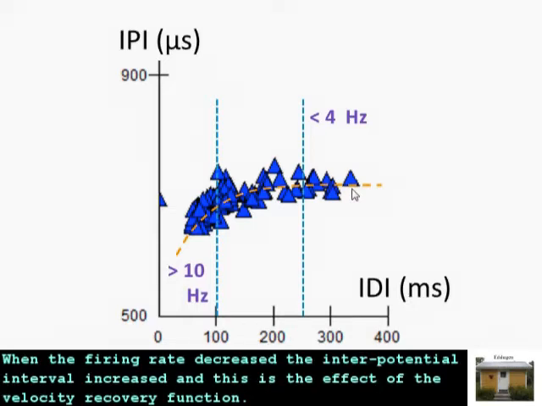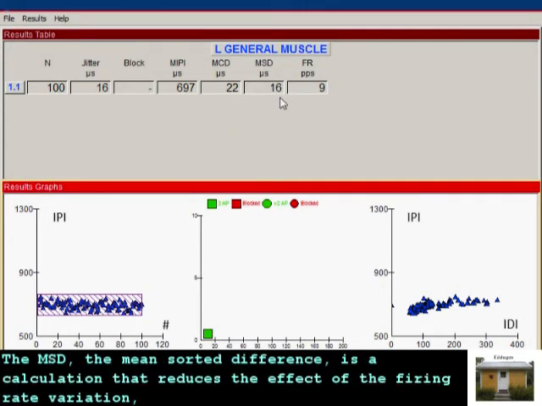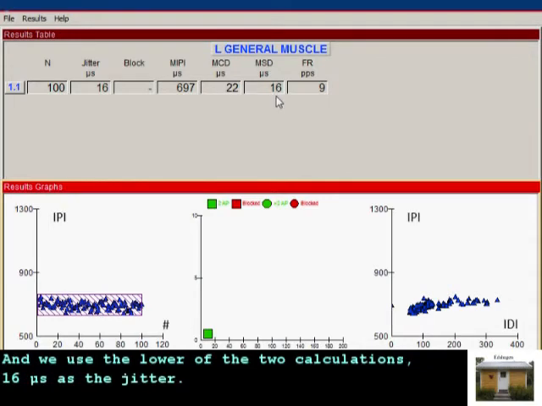When the firing rate decreased, the interpotential interval increased. And this is the effect of the velocity recovery function. The MCD for this recording is 22 microseconds. The MSD, the mean sorted difference, is a calculation that reduces the effect of the firing rate variation that's produced by the velocity recovery function. The MSD value here is 16 microseconds, and this is less than the MCD. And we use the lower of the two calculations, 16 microseconds, as the jitter.